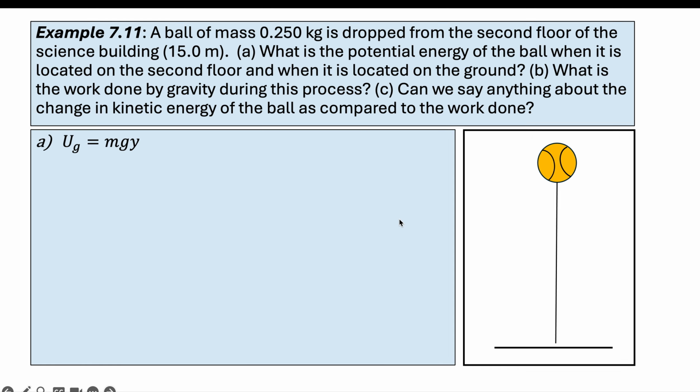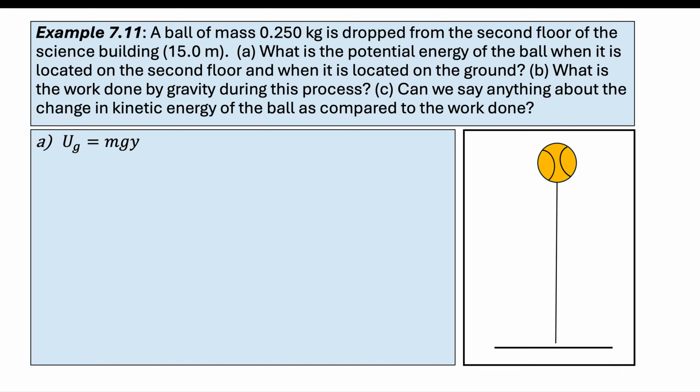All right, so let's look at a simple example. I have a ball that has a mass of 0.25 kilograms, and it's dropped from the second floor of a science building that has a height of 15 meters. Obviously, this is not drawn to scale. What is the potential energy of the ball when it is located on the second floor and when it is located on the ground?